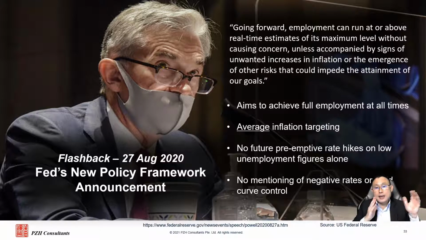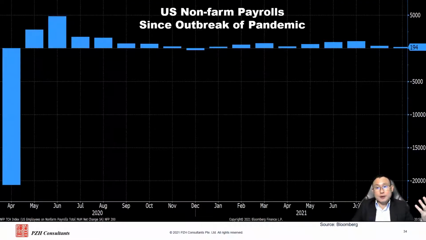Okay, so bear that in mind, there is the tapering schedule and there is a rate hike expectation, and those are two separate discussions altogether. Okay, and one of the things that the Fed actually watches very closely is payrolls, employment, right? Okay, and this is a chart of the US non-agricultural, non-farm payrolls, new hiring numbers every month since the outbreak of the pandemic. As you can see here, there was a historical drop of over 20 million.